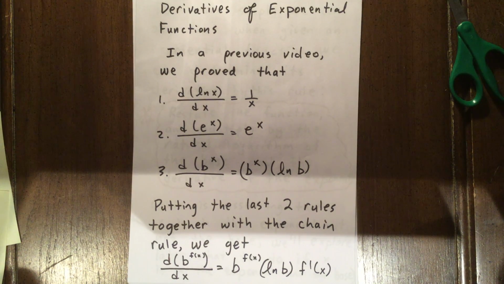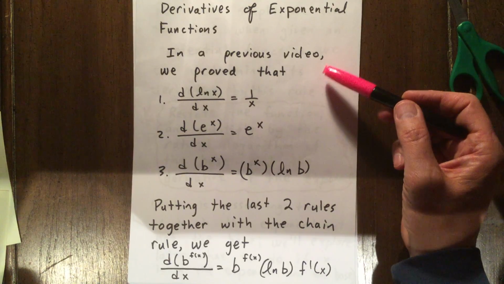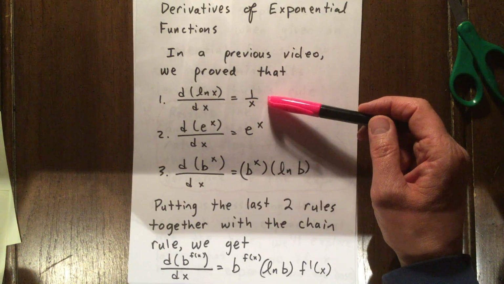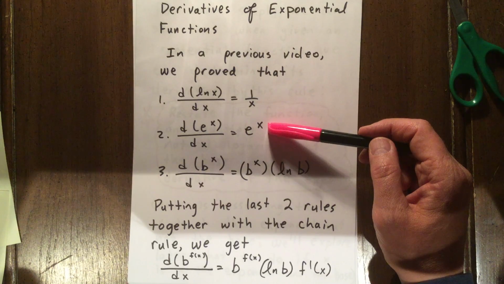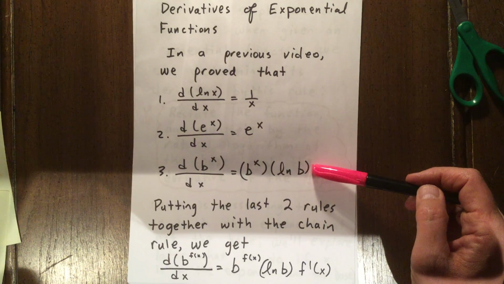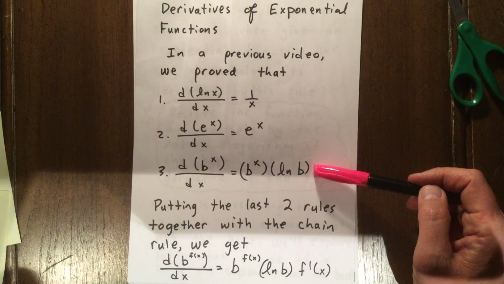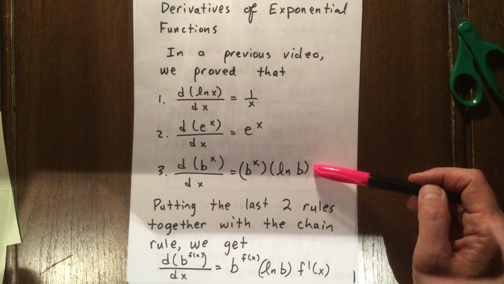In this video, we're going to talk about how to determine the derivatives of exponential functions. In a previous video, we proved that the derivative of ln x with respect to x is 1 over x, the derivative of e to the x with respect to x is e to the x, and the derivative of b to the x with respect to x is b to the x times the natural logarithm of b.